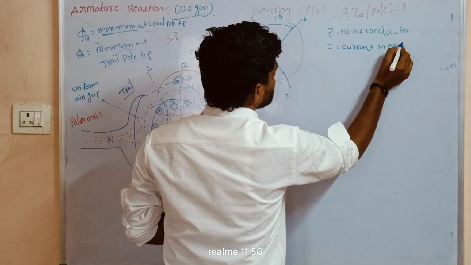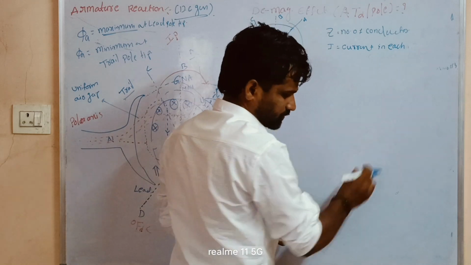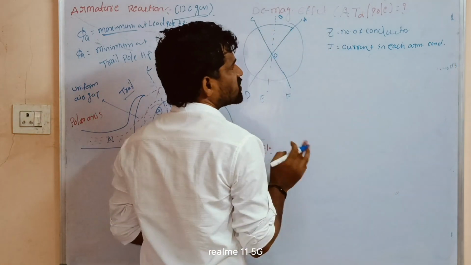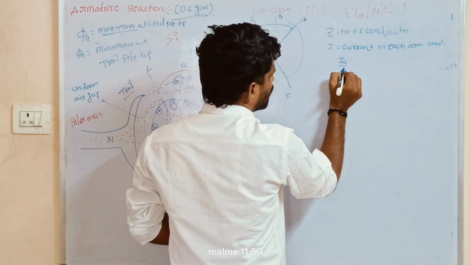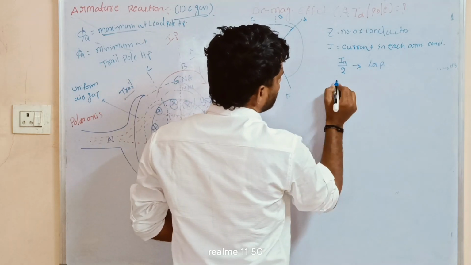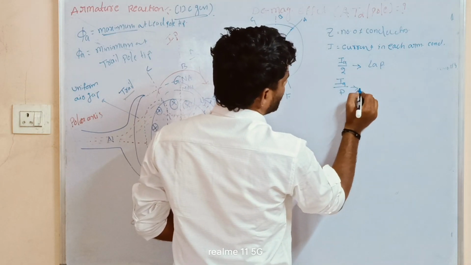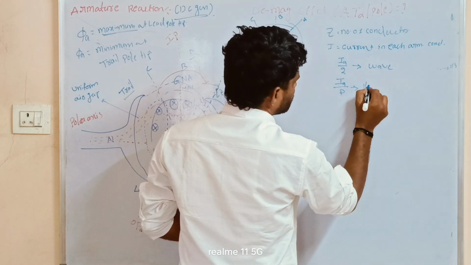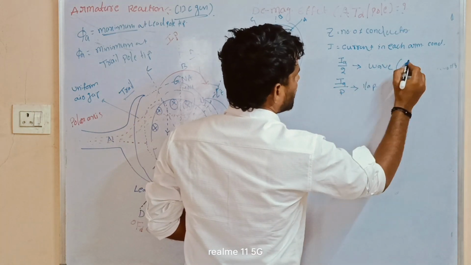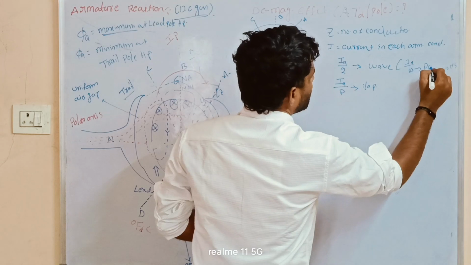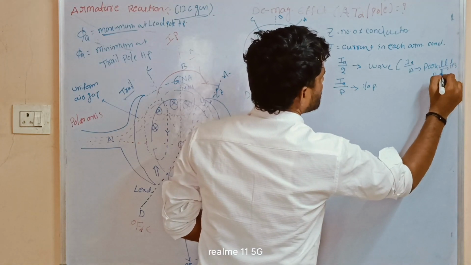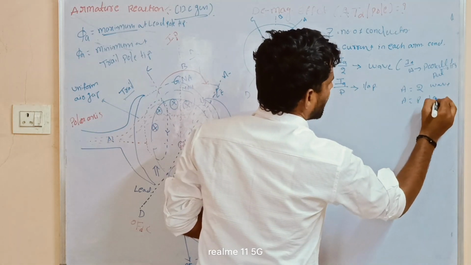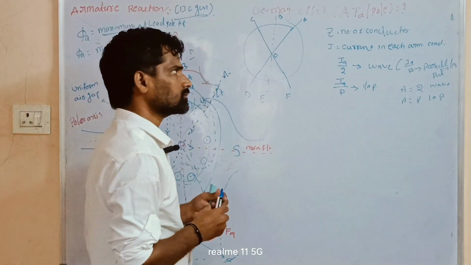Let I be the current in each armature conductor, which is IA by 2 for lap winding, IA by P for wave winding. Sorry, these are the wave winding, these are the lap winding. Generally IA by A, where A is the number of parallel paths. A is equal to 2 for wave, A is equal to P for lap. I think we know the windings concept.